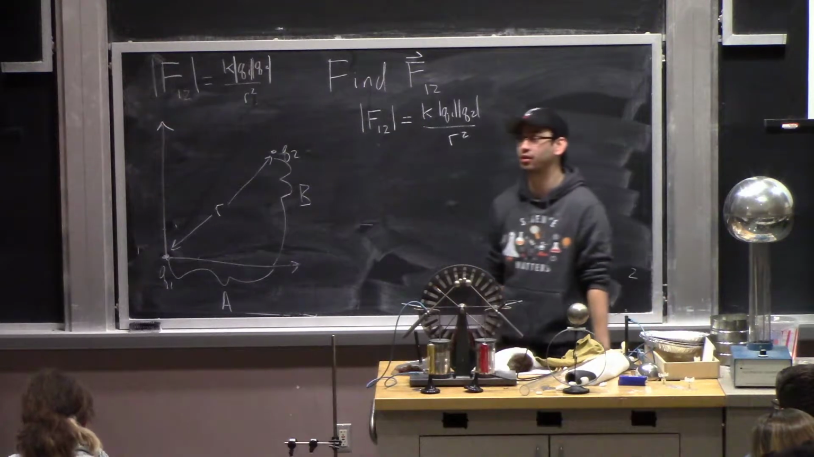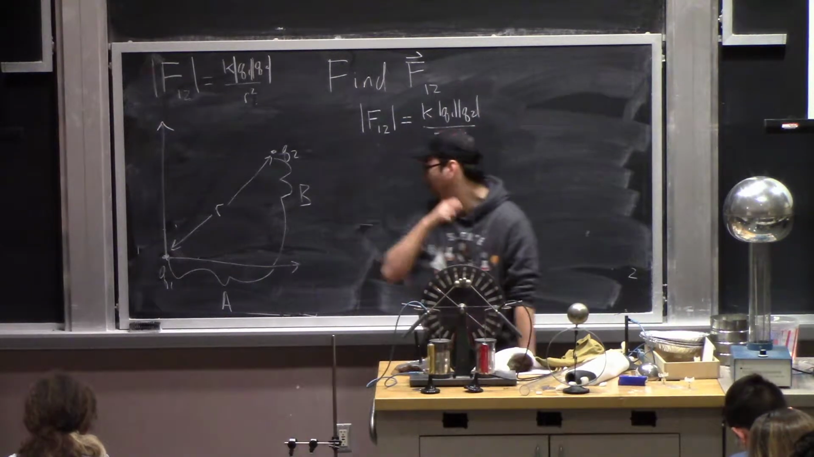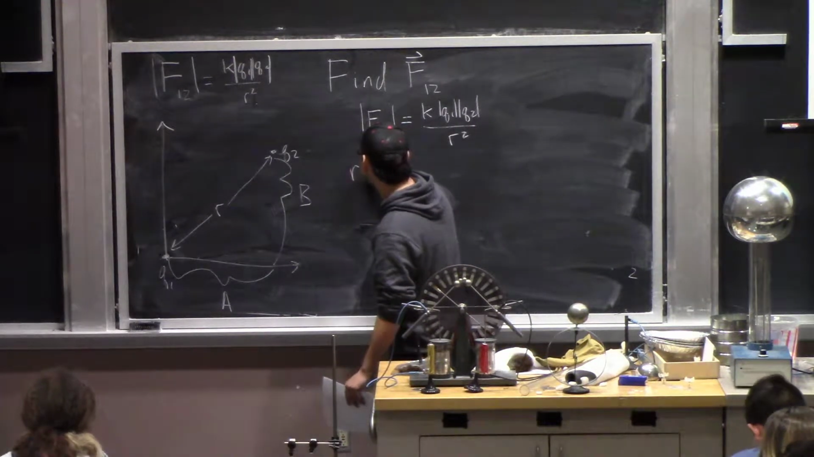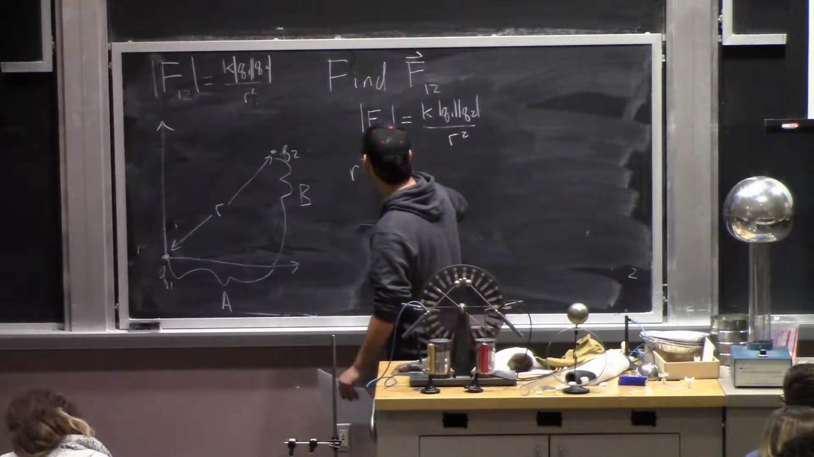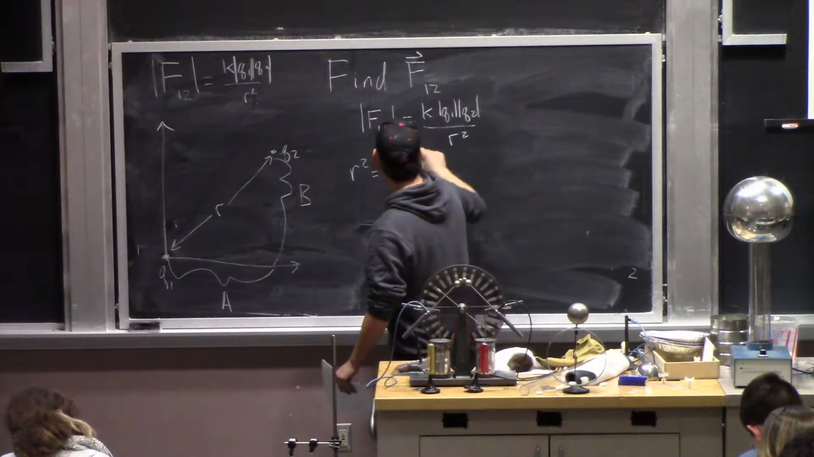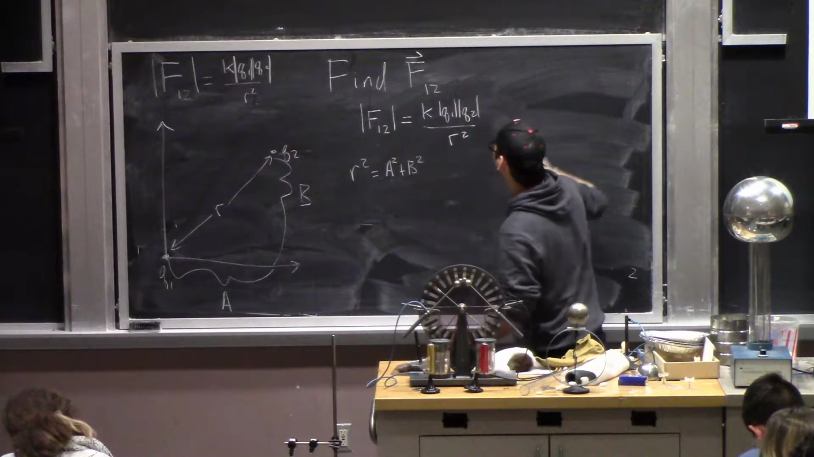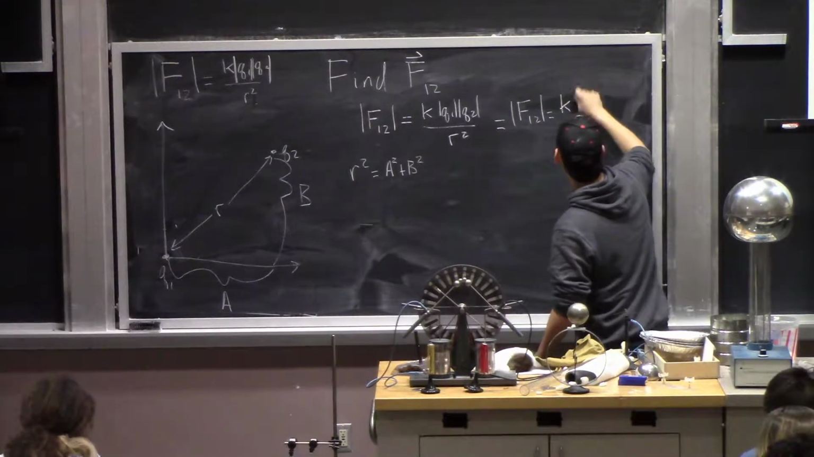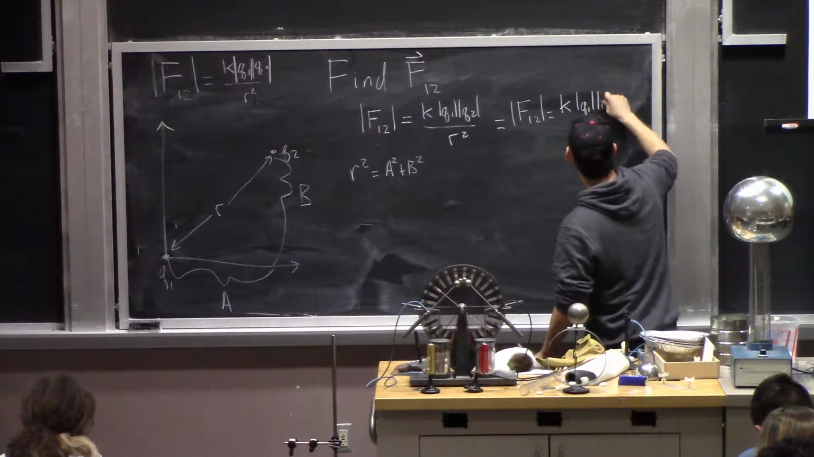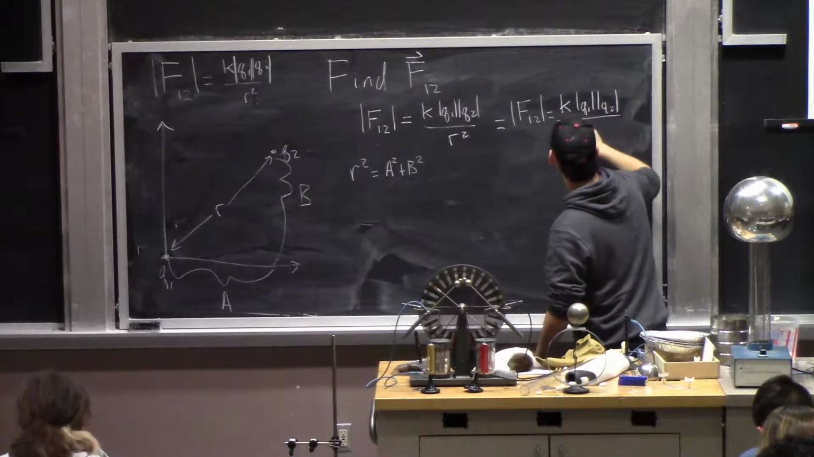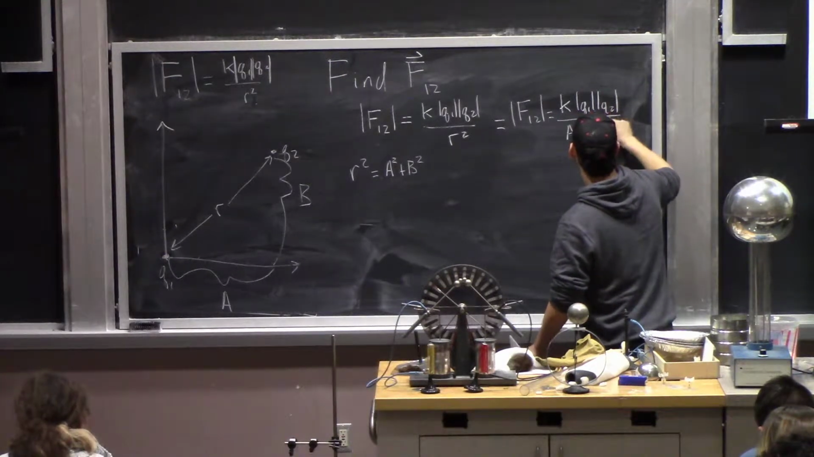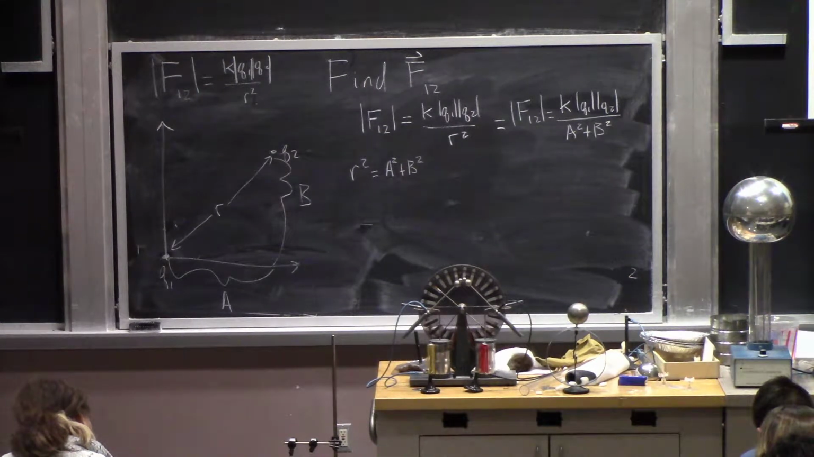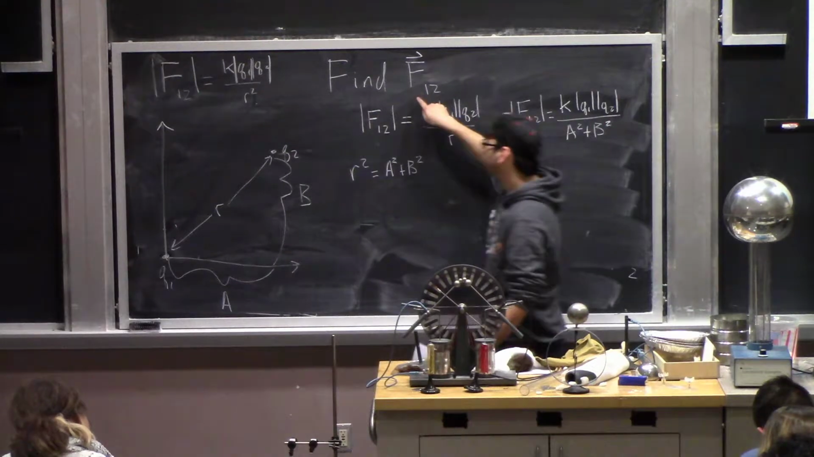How can we find R? Pythagorean Theorem, right? So what is R here? Good. So R squared is equal to A squared plus B squared. And so what this tells us is the magnitude of this force, F12, is equal to K times the magnitude of Q1 times the magnitude of Q2 divided by A squared plus B squared.